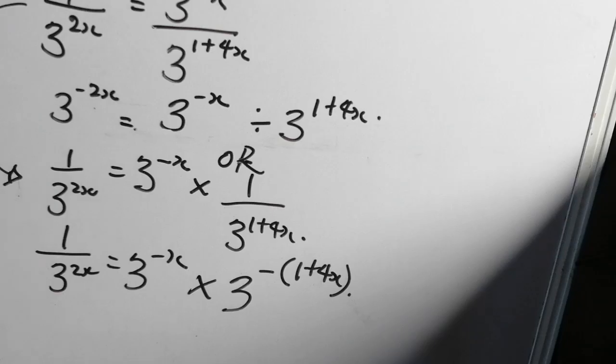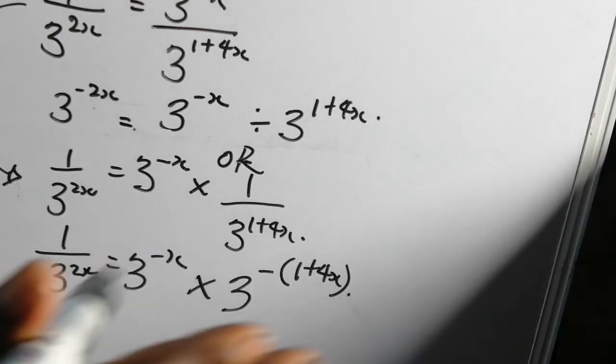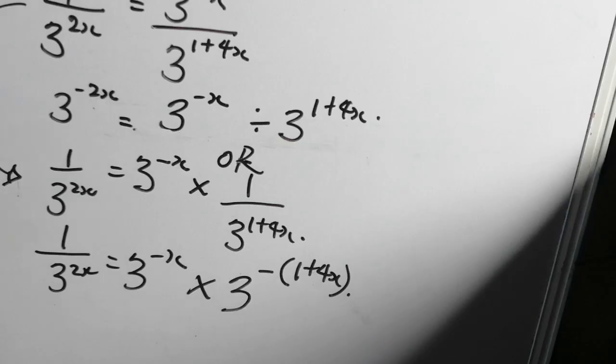That was the same thing I did, and I've mentioned that over and over again. 1 all over a is the same thing as a raised to minus 1. 1 all over 2 is the same thing as 2 raised to minus 1. 1 all over 5 is the same thing as 5 raised to minus 1. It's as simple as that. So this one is the same thing as 1 over 3 raised to 2x.